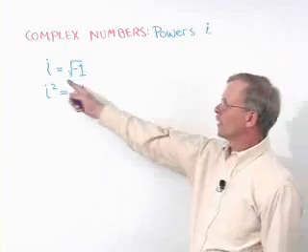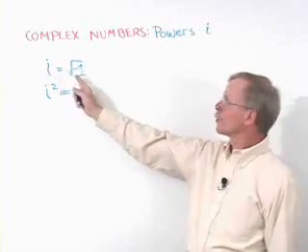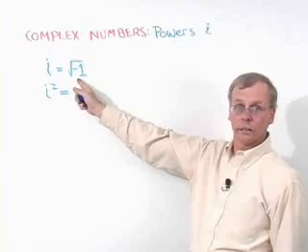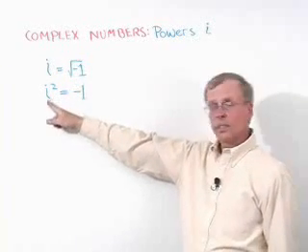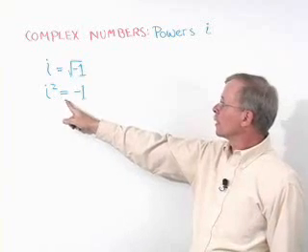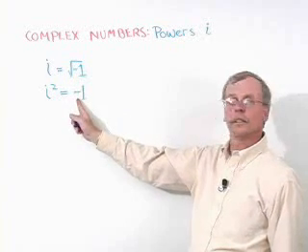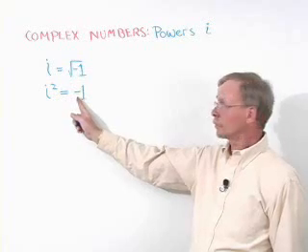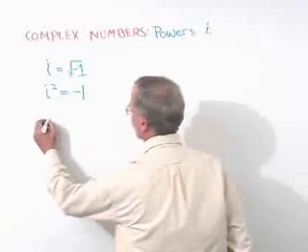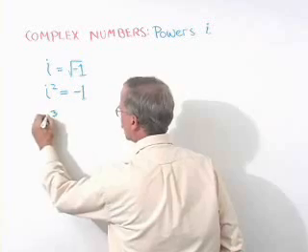So far we know that i is the symbol we're using for the square root of -1. And we've seen that i squared then is the square root of -1 times the square root of -1, or just plain -1. Let's go on and look at what i cubed should be.